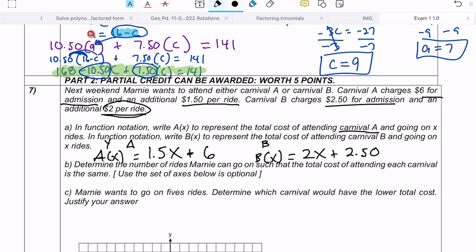And that's all Part A wants us to do. Part A just wants us to write the equation for Carnival A and Carnival B. Now, if you guys use Y instead of A of X, I'll give you full credit. So you can use Y, that is function notation.